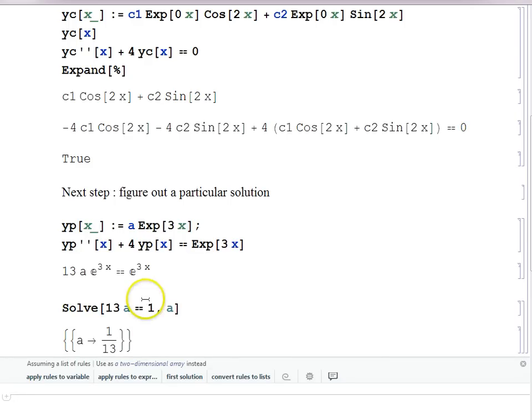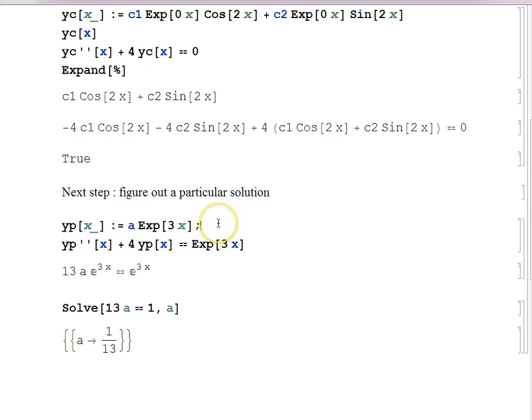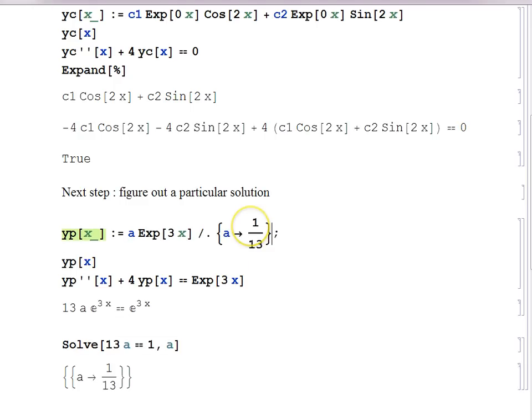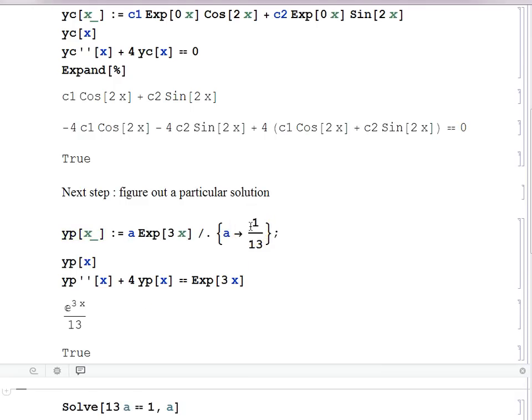Right? And we can check it. So we can see that, and we'll take this out. We'll slash dot that. Sure enough, it holds true now. Okay, so now we have our full solution.